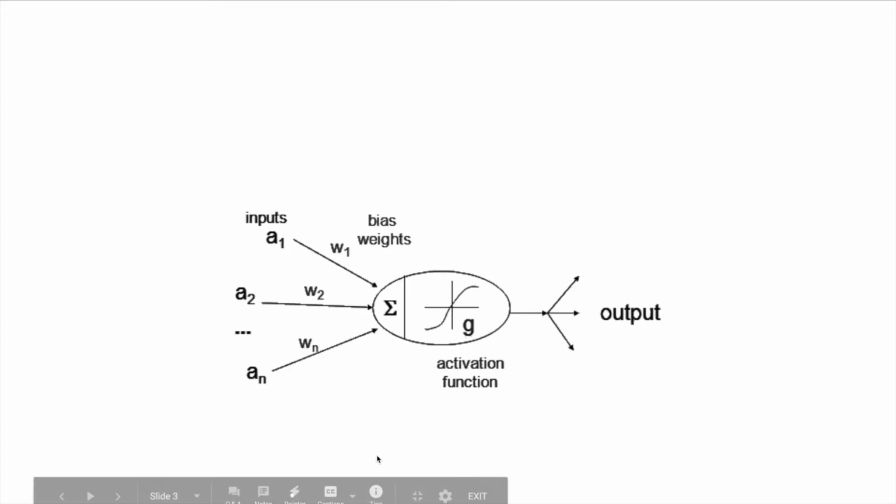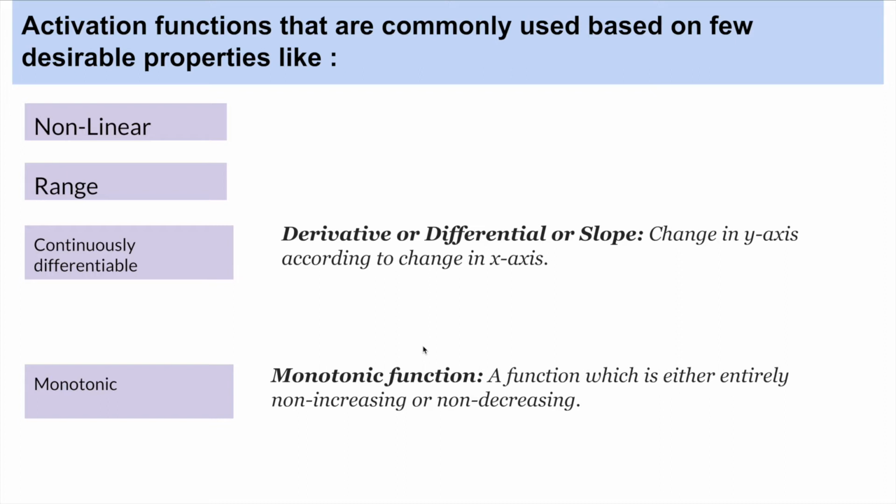So here is the flow diagram of a particular layer. These are A1, A2, A3, the previous layer's outputs, which we can say are the input, and W1 is the weight. The summation operation y is equal to wx plus b is computed using that equation, passed to the activation function, and finally we get the output. So this is a brief about where the activation function is put in the neural network.